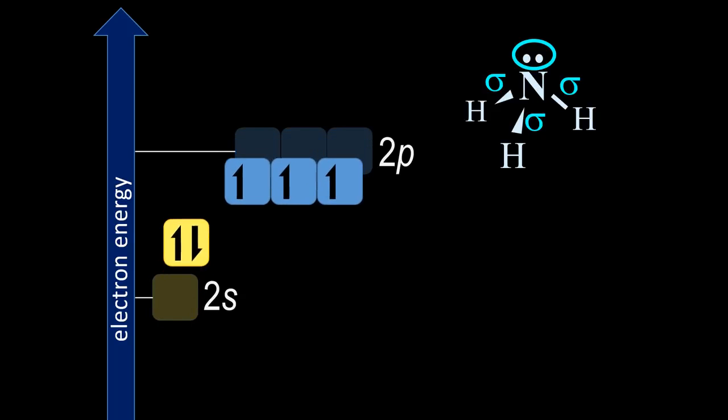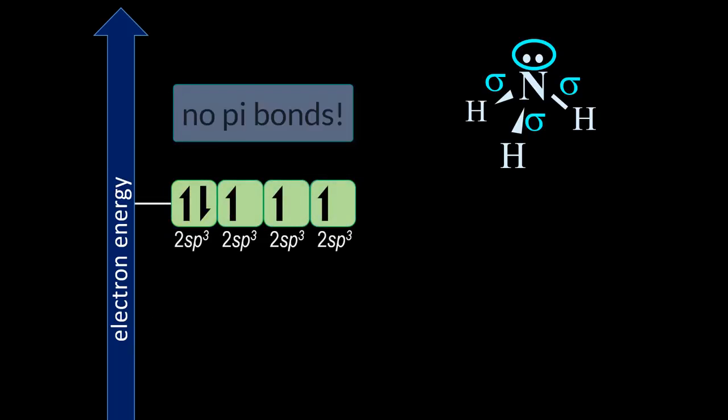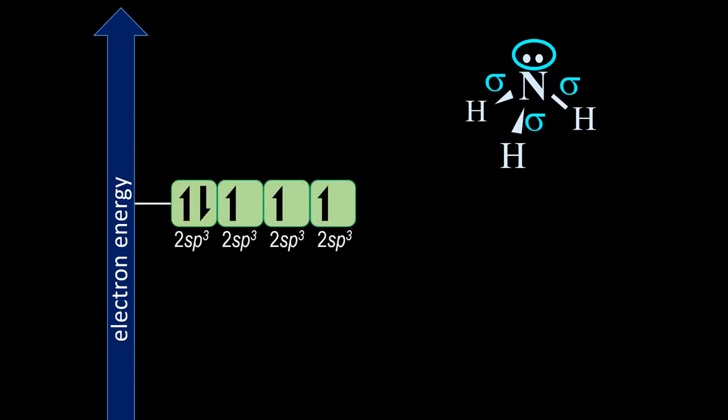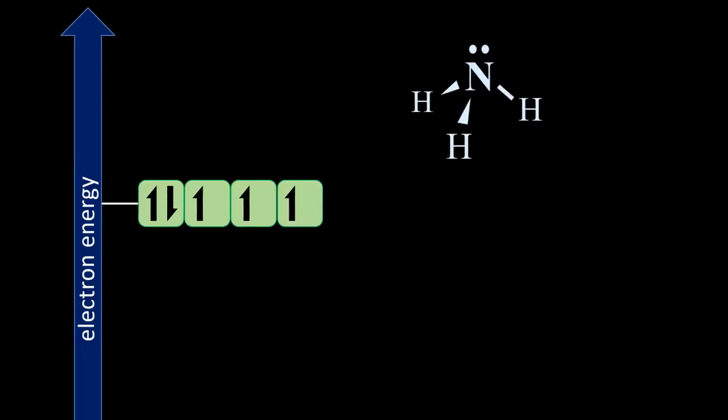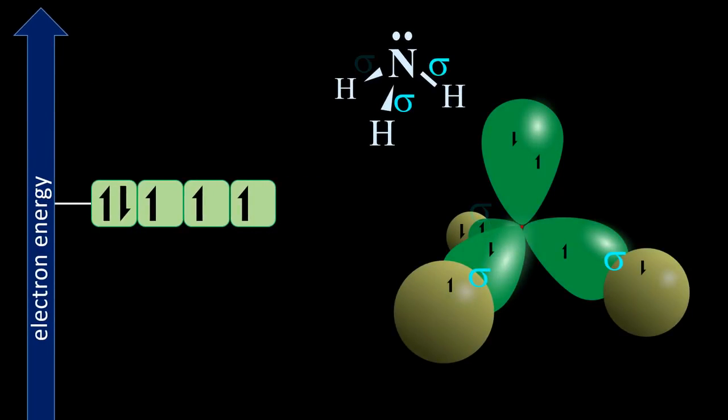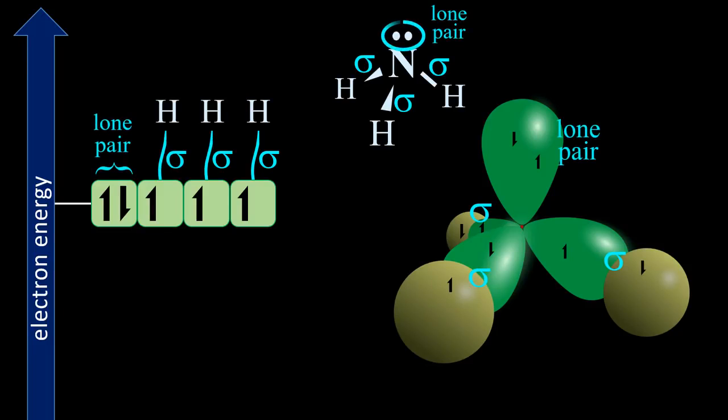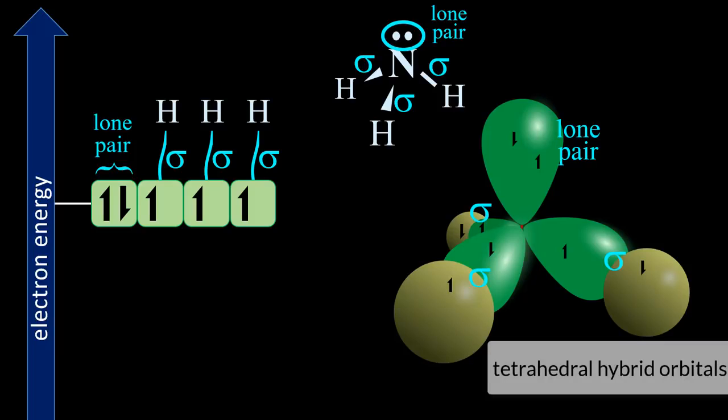The hybridization is 2sp3, and nitrogen has 5 valence electrons, so one of the 4 2sp3 hybrid orbitals has a pair of electrons. The 3 sigma bonds come from the sp3 orbitals with a single electron, so they can pair up, and so the remaining electron pair is a lone pair, an unbonded pair of electrons. As with sp3 hybridization in carbon, nitrogen's hybrid orbitals spread out in a tetrahedral shape.